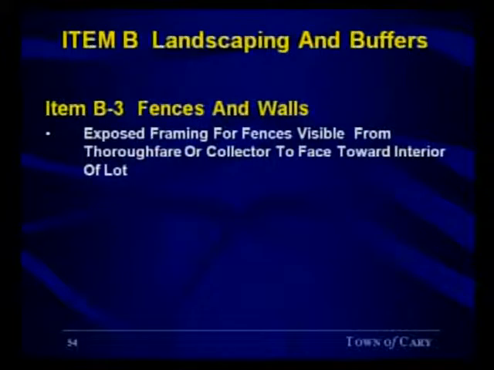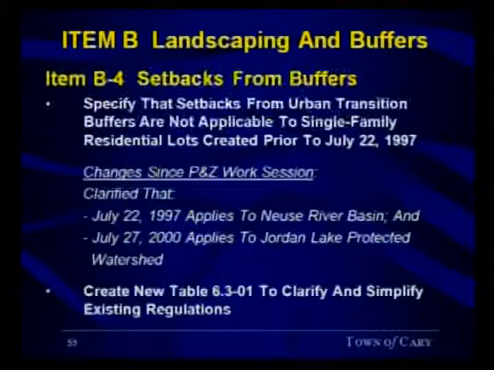Also, item B3 clarifies that where you have exposed framing for fences, where that's visible from a thoroughfare collector, that exposed framing faces inward towards the interior of a lot. Item B4 clarifies required setbacks from urban transition buffers for lots that were created prior to the requirement for buffers in the Neuse Basin and the Jordan Lake protected watersheds. I will point out the text for this section has been modified somewhat since the work session to capture the appropriate date that would be applied to lots within the Jordan Lake watershed, because there's a difference between the Jordan and the Neuse, and that was not included at the time when you saw this at your work session. And then the other changes to this section include the creation of a new table to provide greater clarity for all of the regulations that we have pertaining to setbacks from buffers.